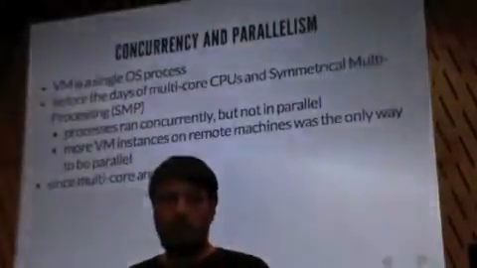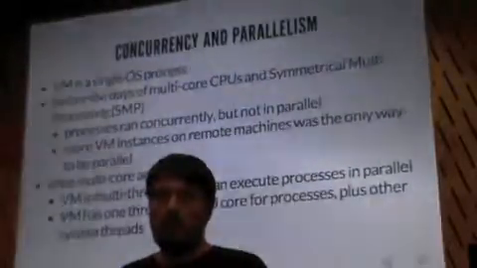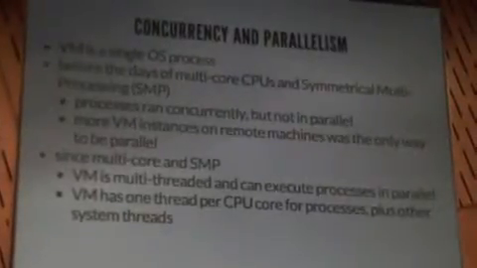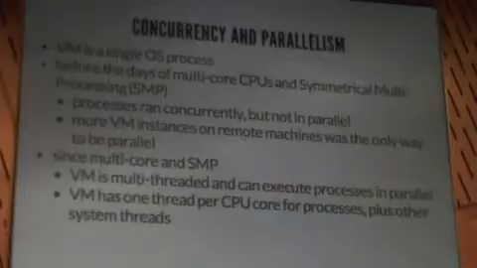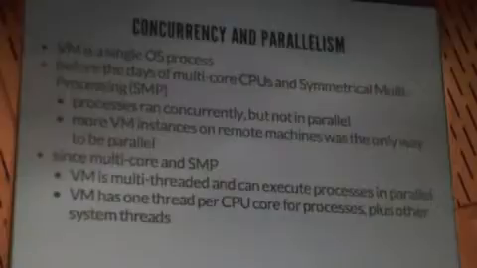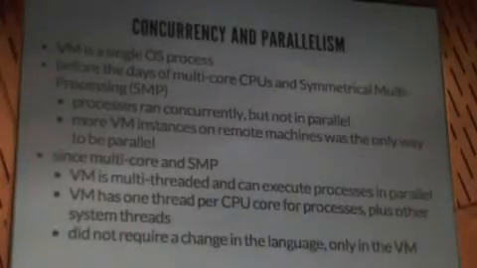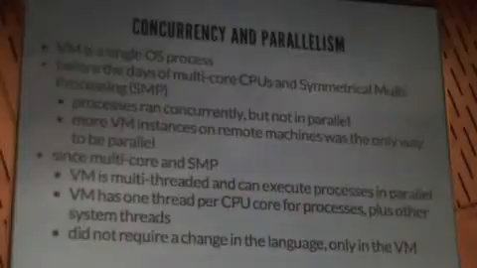But since multi-core and SMP, the VM is now multi-threaded. There is a thread per CPU core, which is dedicated to running processes, and then there are various other threads. I think a shell on my laptop, whatever version of Erlang I've got, runs about 19 threads. Yeah, 4 of them will be dedicated to running the user's processes. And when they made this change from just concurrent to parallel, it was all in the VM.